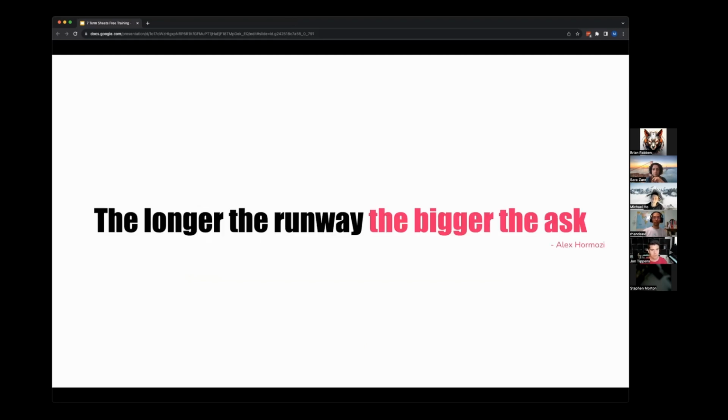This is a great quote by Alex Hormozi. The longer the runway, the bigger the ask. The longer you build a relationship with an investor, the easier it is to get them over the goal line, because people invest in people.